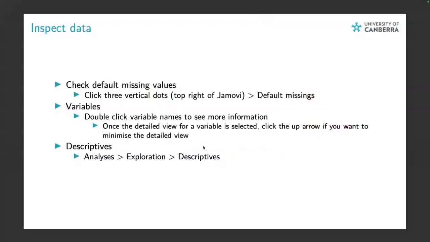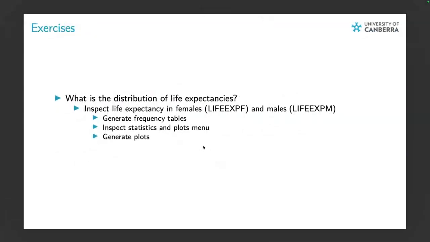So my questions to you are, I should have some questions here. Yes. What is the distribution of life expectancies? Inspect life expectancies in females. That's what the life expectancy F is for. And males, life expectancy in males. Generate frequency tables, inspect the statistics and plots menu, and generate plots. I'm going to give you a minute or two. Have a go at that, and then we'll regroup to see how you went.